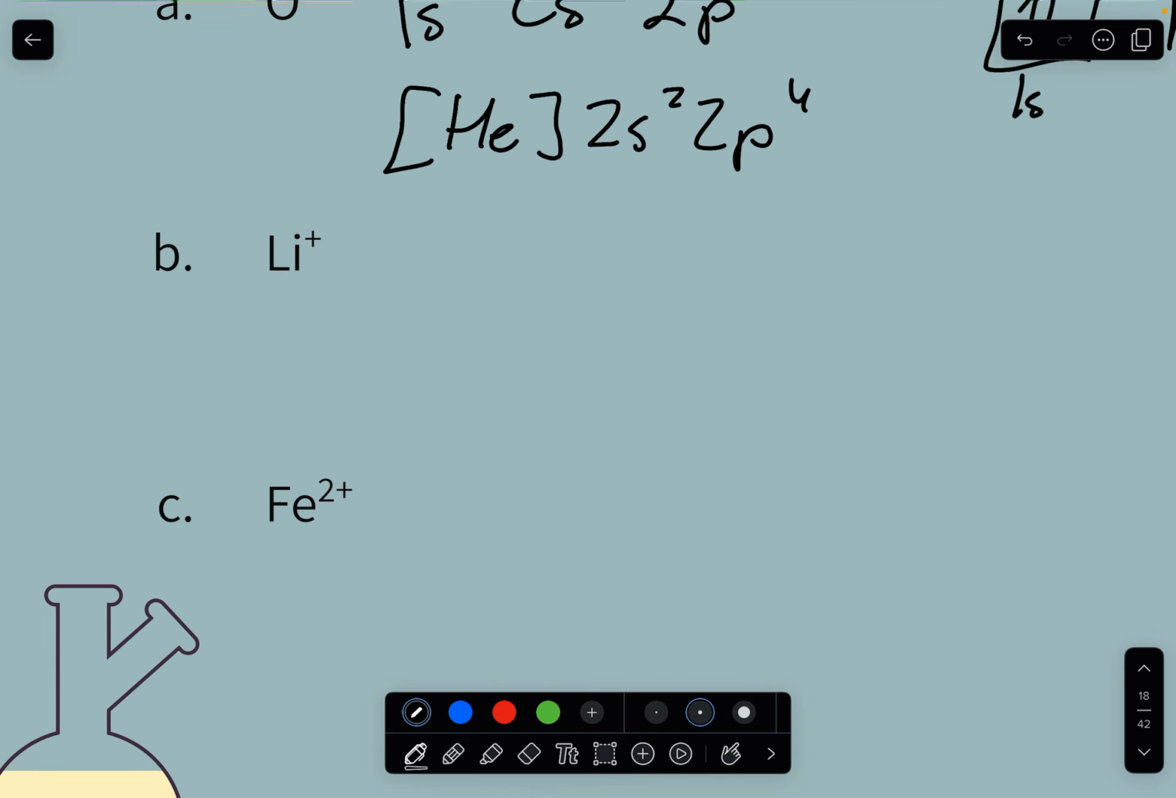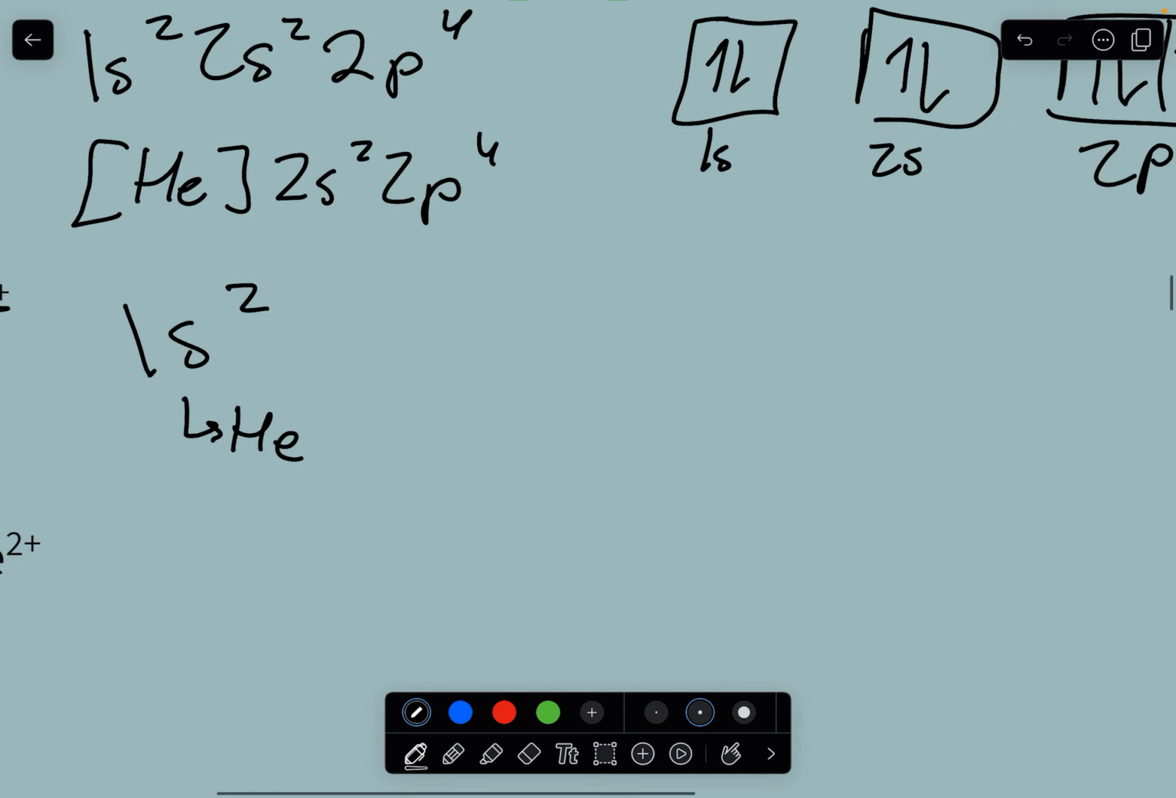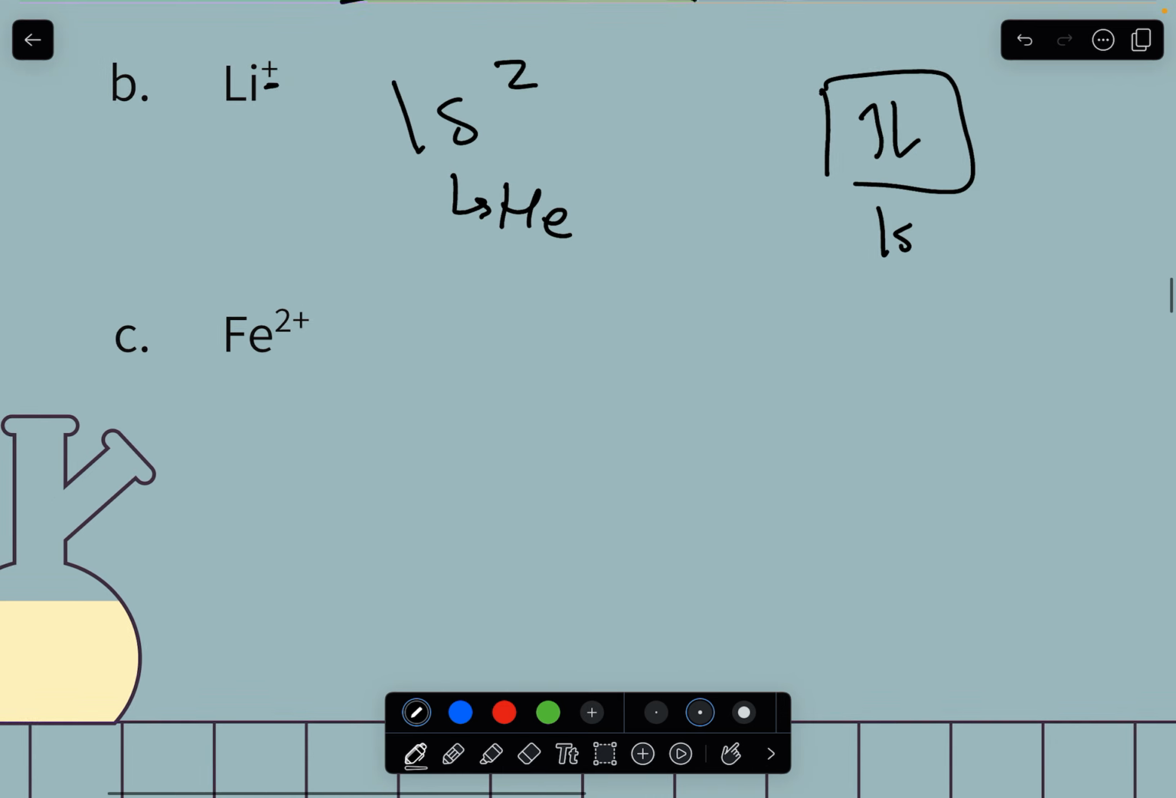With lithium, with the positive 1 charge, so we lost an electron, that's just 1s2. For the abbreviated notation, because this is the notation for helium, there is no abbreviated notation. It's just that. And for the orbital diagram, we have the 1s and we have 2 electrons in there. And then the last one, iron.